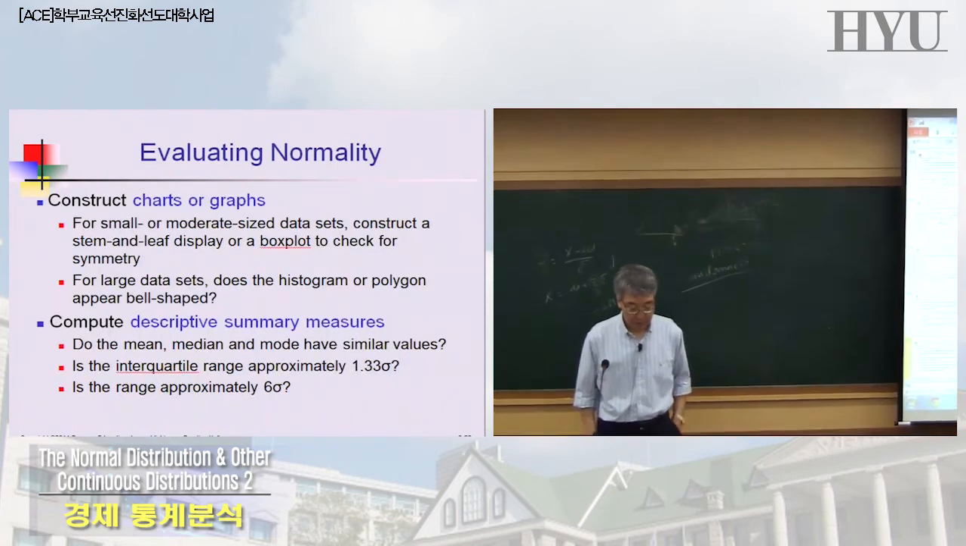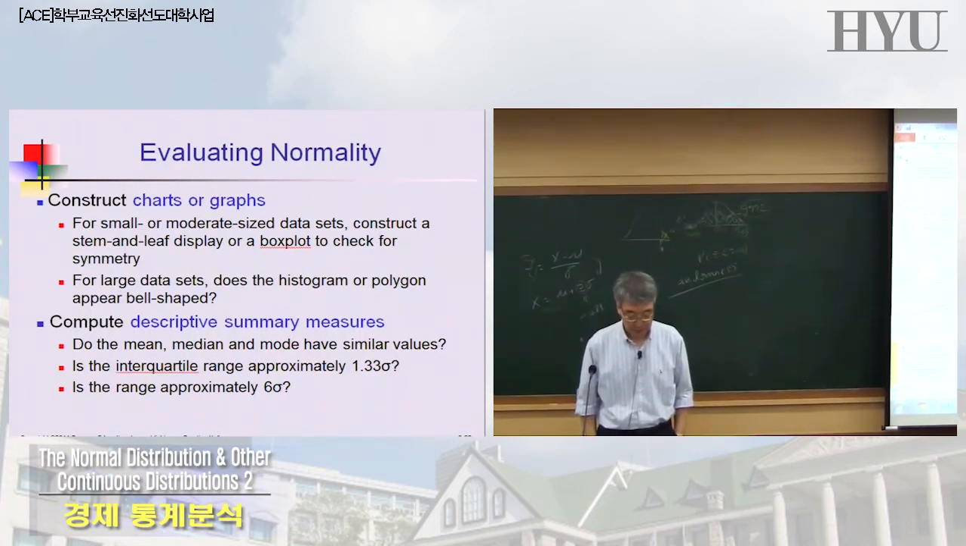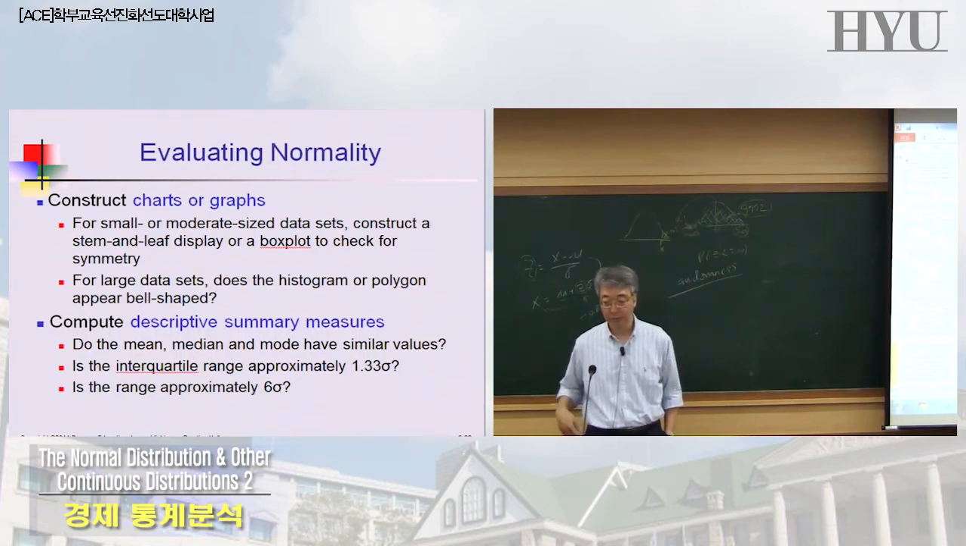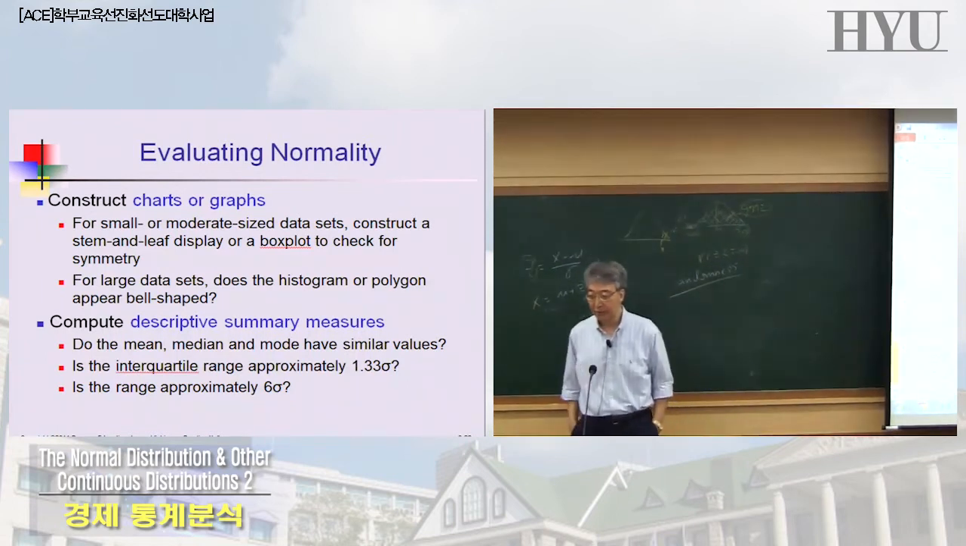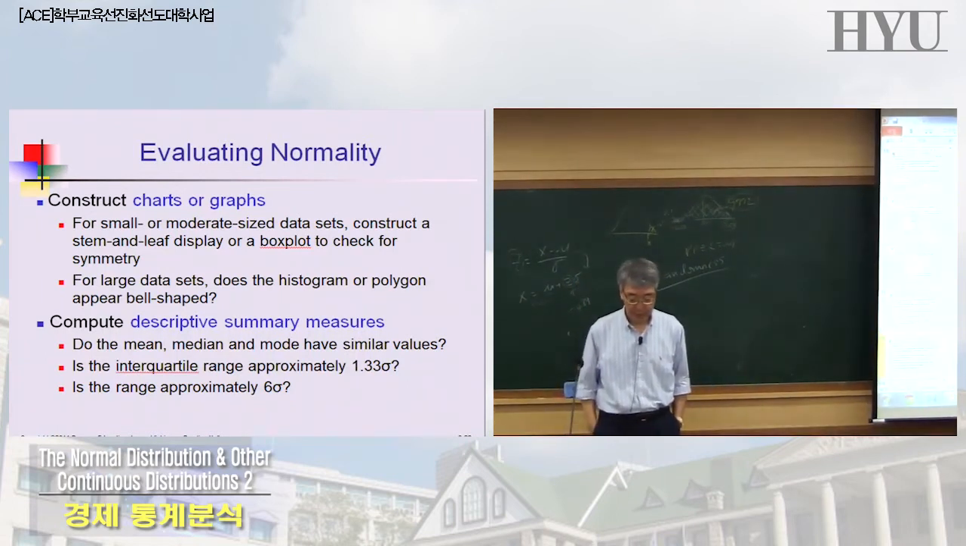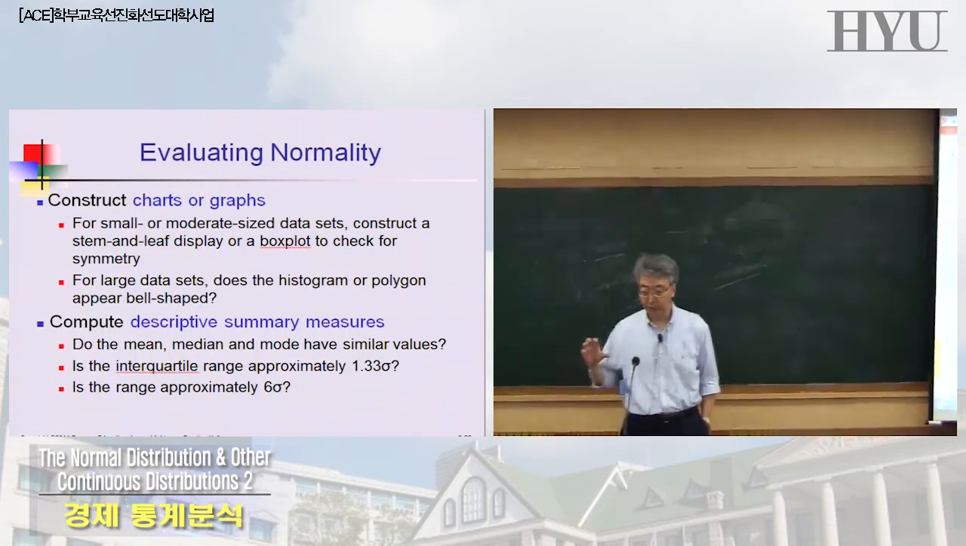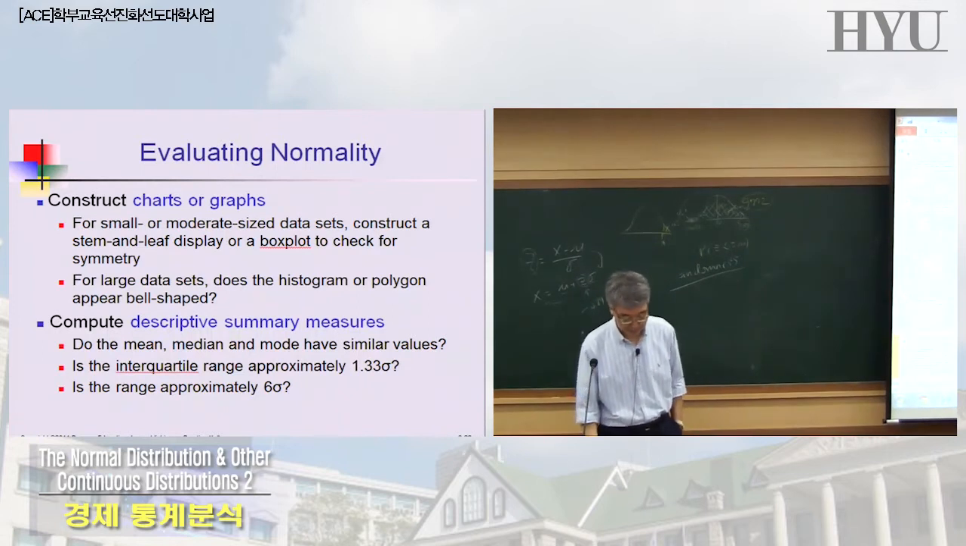Or you can check some charts and graphs, construct a stem and leaf display or box plot, and look at whether the distribution looks like normal. But it may not give you a clear idea whether it looks like normal, and can we consider this really normal? So these are, again, just the first stage, just a rough look at the data points, right?